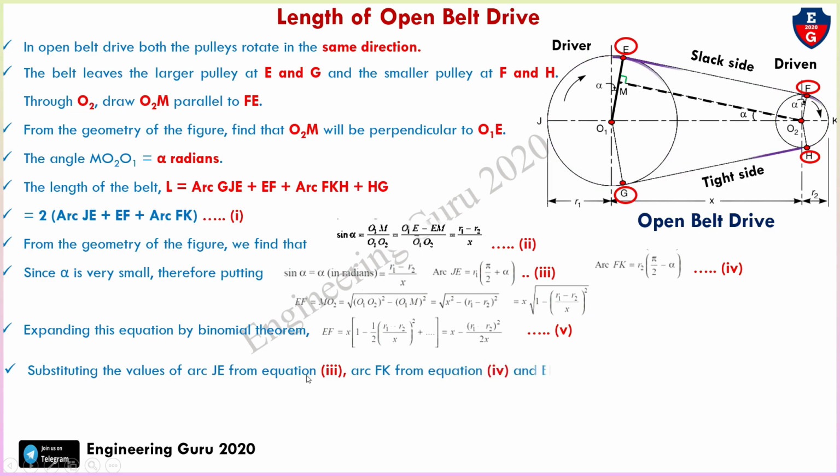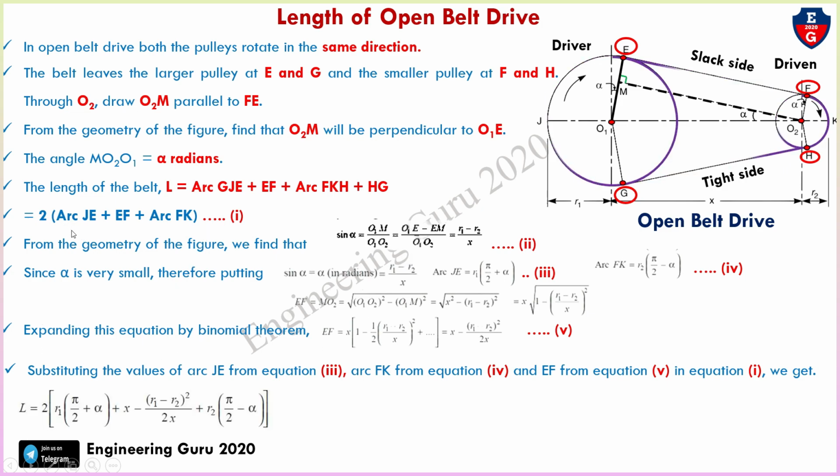Put all the values in equation number 1, meaning this equation number 3, equation number 4 and equation number 5 in equation number 1. So we can simply write L equal to 2 into arc JE, which is R1 into (pi by 2 plus alpha), plus EF value. EF is X minus (R1 minus R2) whole square divided by 2X, plus arc FK. FK means this value R2 into bracket pi by 2 minus alpha.